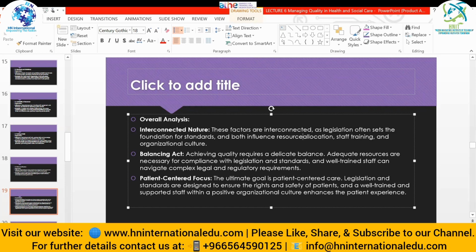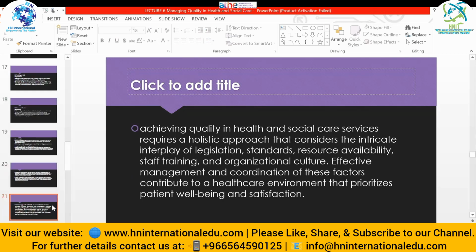Patient-centered focus. The ultimate goal is patient-centered care. That is, legislation and standards are designed to ensure the rights and safety of patients, and a well-trained and supported staff with a positive organizational culture enhances the patient experience. Again, this is a very good example: sometimes people forget to bring their national identity card or their reference card to the hospital. What they can do is simply ask for general information, and after that they can follow up with the patients. They can call them and get to know the exact date and CNIC number. And this is the conclusion for the specific assessment criteria.